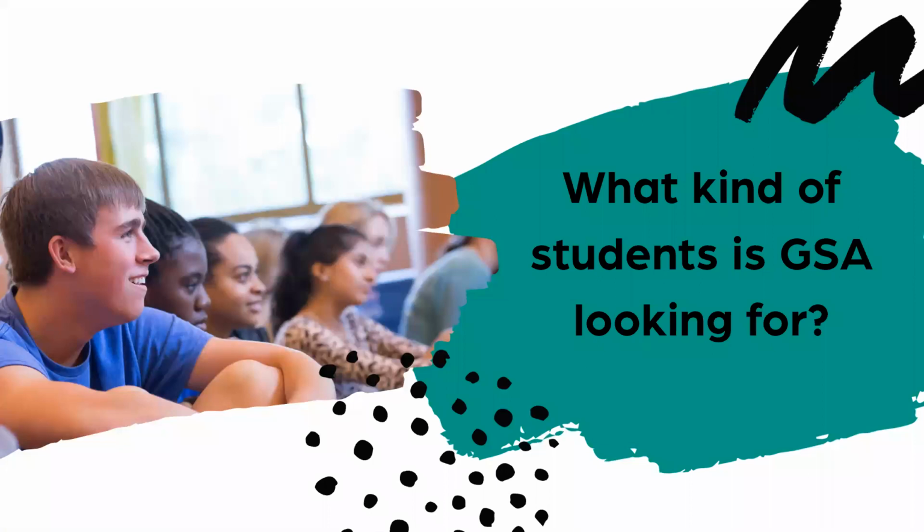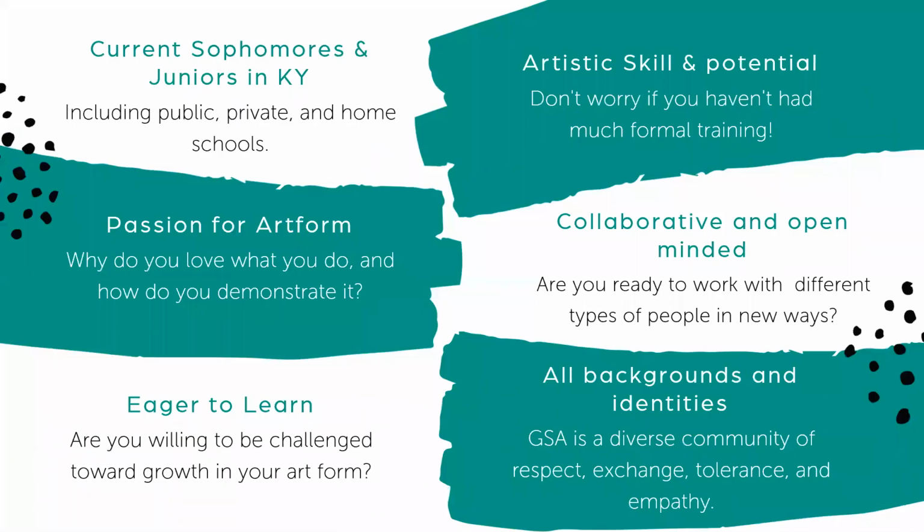So what kind of students are we seeking to join the GSA summer program? Well, first off, in order to apply, you have to currently be a sophomore or a junior in the state of Kentucky. You can attend a public school, private school, homeschool, that doesn't matter. Of course, we're looking for students with a baseline level of artistic skill, but we're really looking for students with artistic potential as well. So if you're a little intimidated about whether or not you've had as much formal training as maybe some other applicants, don't be too worried about that.